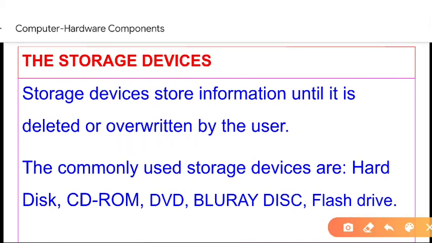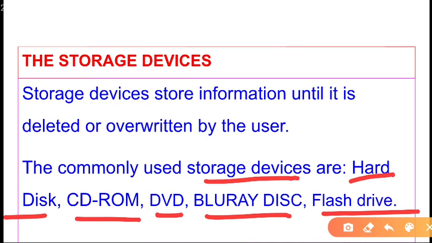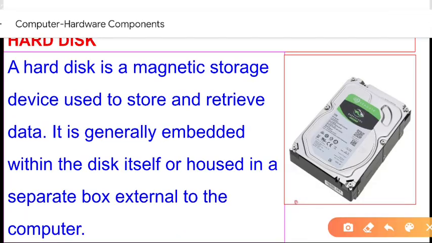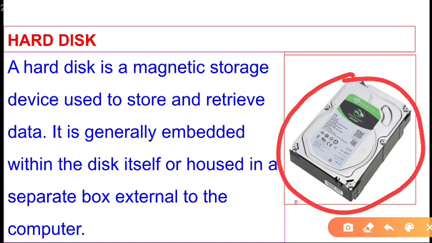Now the commonly used storage devices are hard disk, CD-ROM, DVD, Blu-ray disc, and flash drive. So in storage devices, we are going to study about these different storage devices. So first, let's talk about the hard disk. What is a hard disk? Look at this figure. This is a hard disk. This is a hard disk drive.